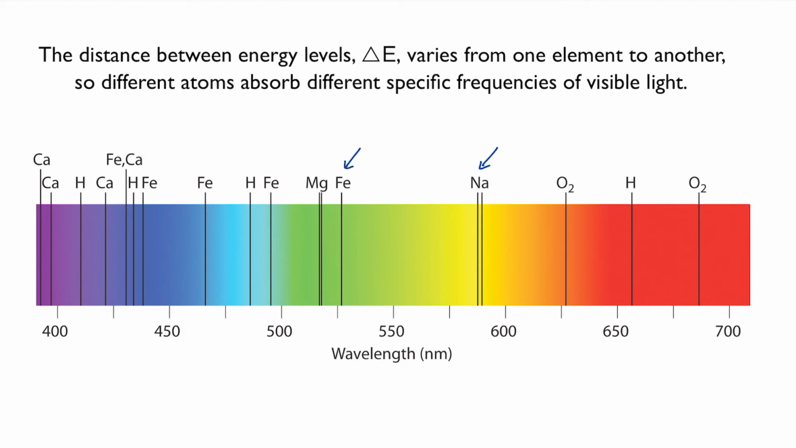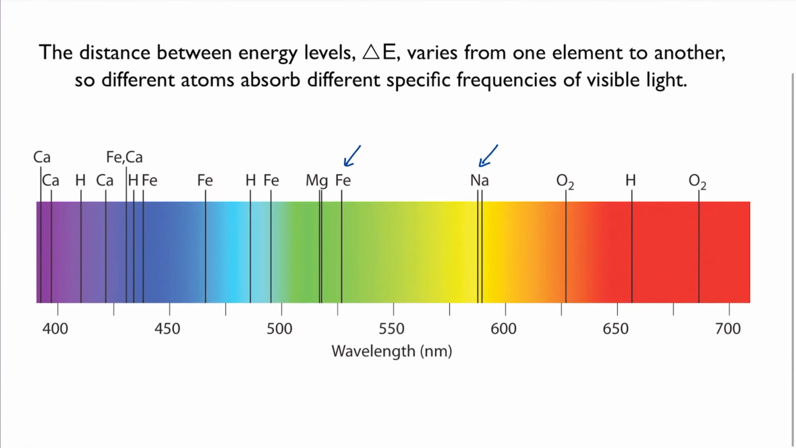And we know that's going to be the case because if each of the energy levels in a sodium atom are quantized at a different value to each of the energy levels, say in an iron atom, then in each case delta E is going to vary. And so the specific frequency of light required to promote an electron, say from n equals 1 to n equals 2, in each case, just as an example, is going to be different because delta E is different.